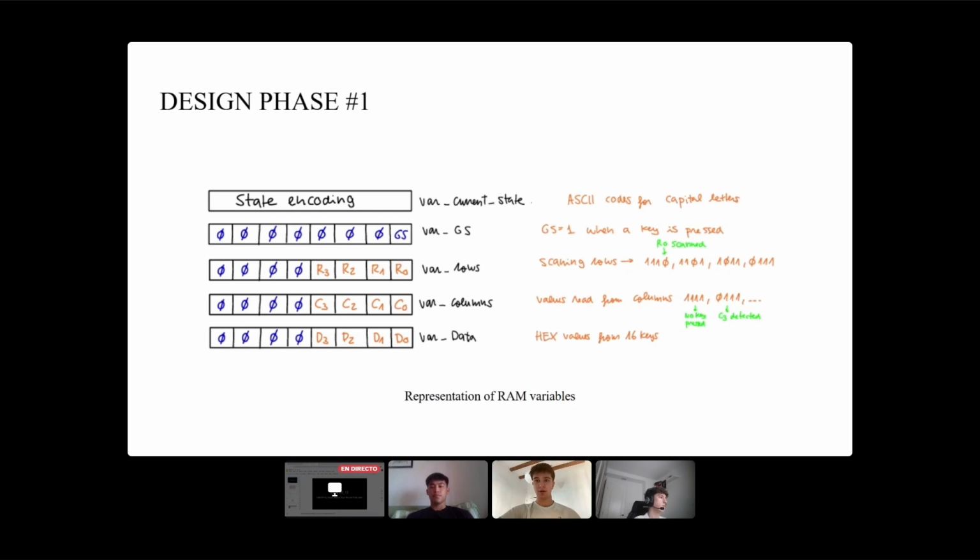For example, 1110 says that R0 is activated. The variable columns capture the values read from columns. And then the variable data contains the values of X of the pressed case.